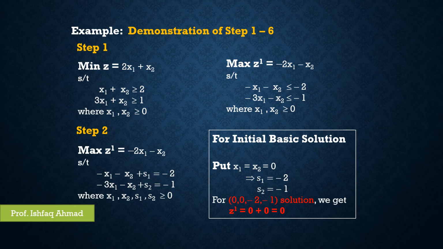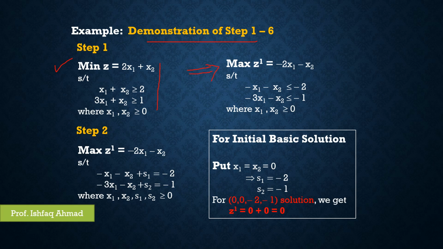Example. Here's a demonstration for steps 1 to 6. Here is a primal problem in minimization form, and we have to convert that form into its canonical maximization form, and here is that form.